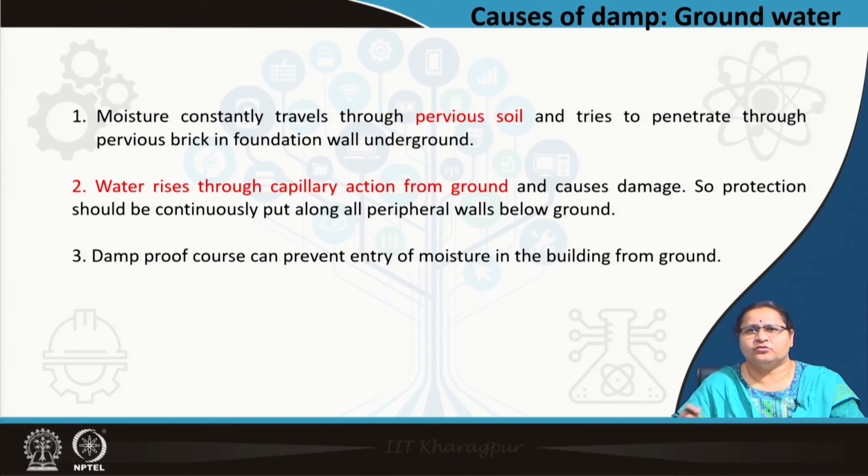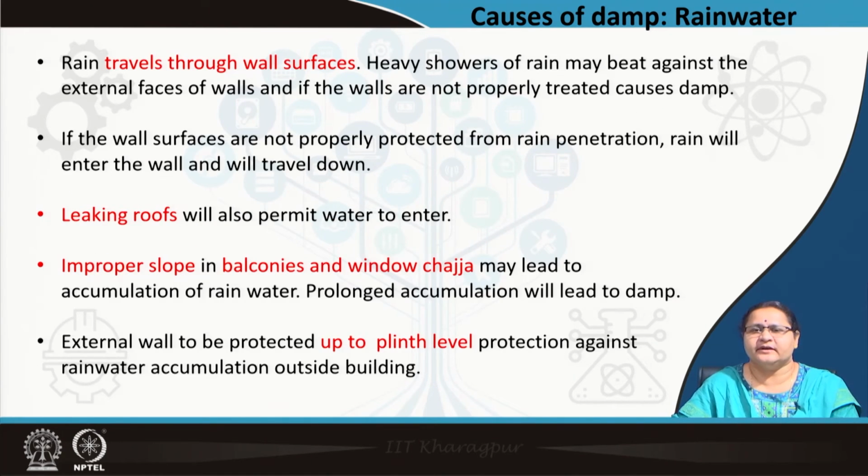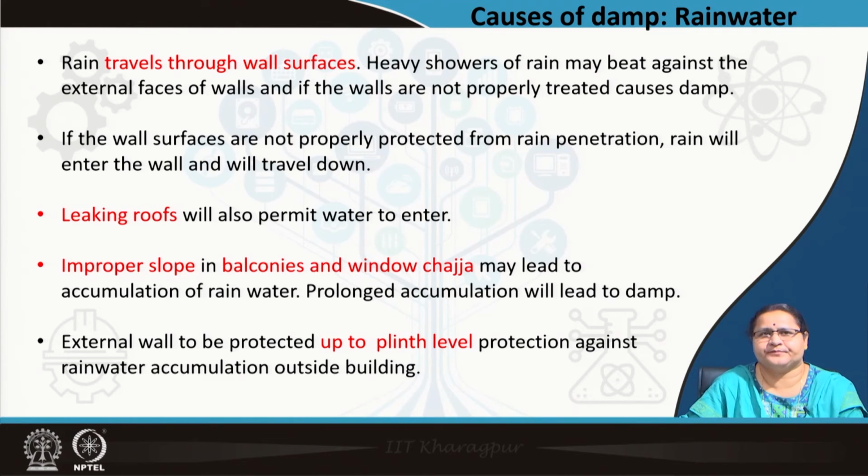Coming to the first, groundwater: moisture constantly travels through the pervious soil and tries to penetrate. Water rises through capillary action from the ground and causes damage. So, protection should be continuously put along the peripheral wall below ground. Damp proof course is one such measure. What are the materials involved we will discuss in the next lecture, but today we will restrict ourselves to the causes.